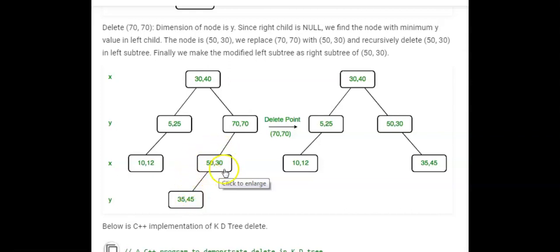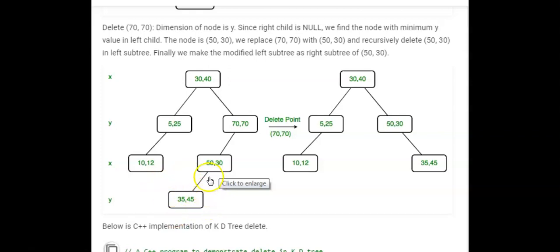When I try to delete this 50, 30, the only node that is going to replace it is 35, 45. 50, 30 is in the x dimension, so I will make my search as usual and find that 35, 45 is going to be the replacement. So instead of 50, 30, 35, 45 will be put here. Please understand, 50, 30 was originally copied here and 35, 45 is also copied here. Then 35, 45 will be deleted.